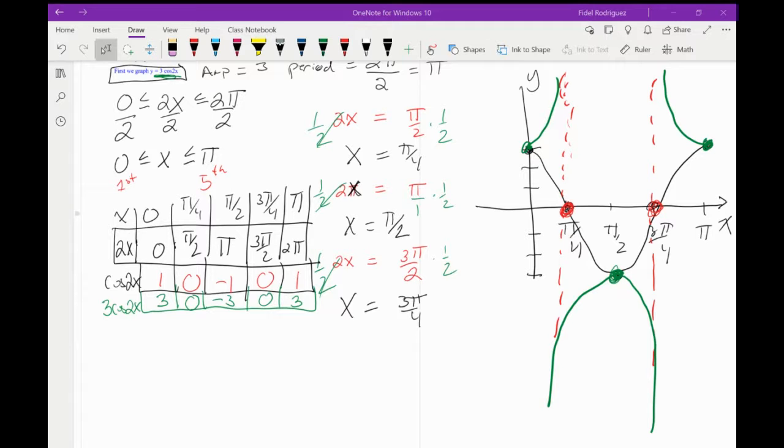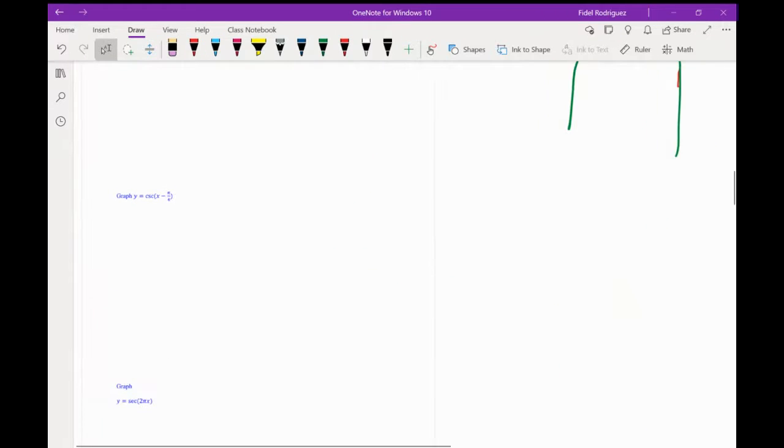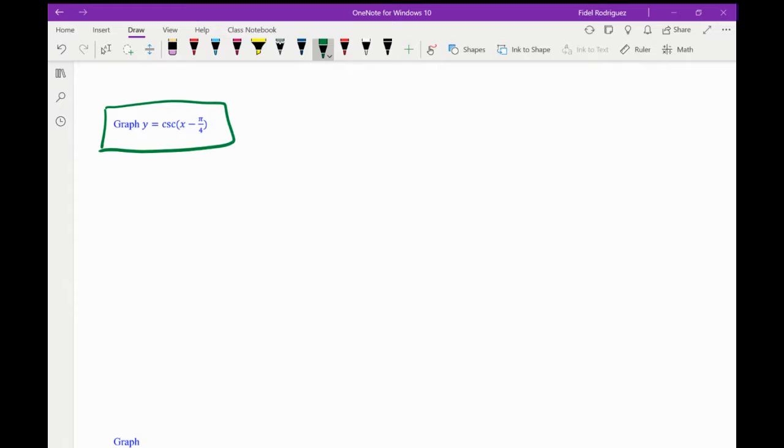So let's see. Where are we? Here we go. All right. Okay, so let's take a look at this next one here. We're going to graph y equals cosecant of x minus pi over 4. Okay, so guys, in order for me to graph this function here, what do you think we should do first? Very good. We're going to graph sine of x minus pi over 4.